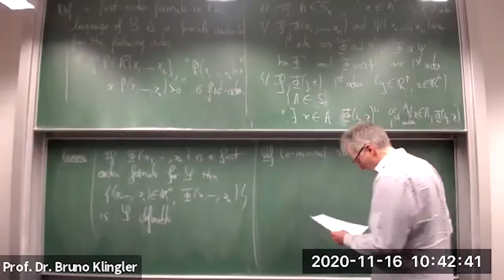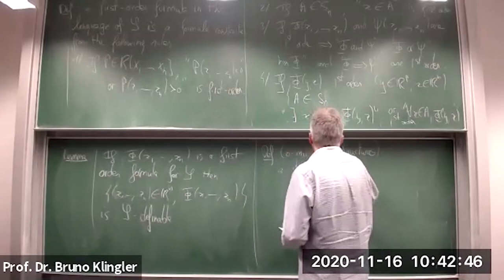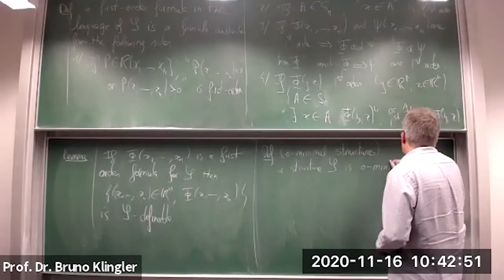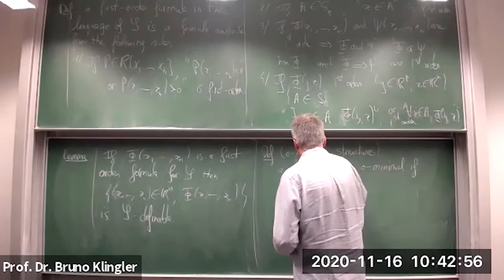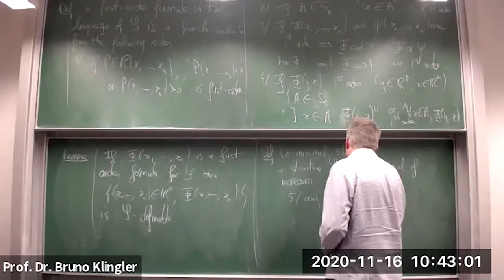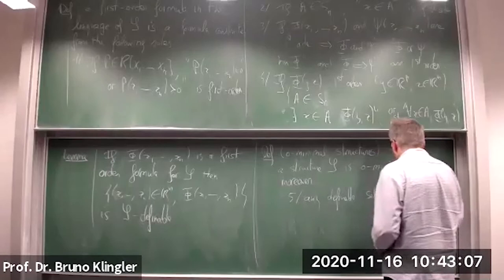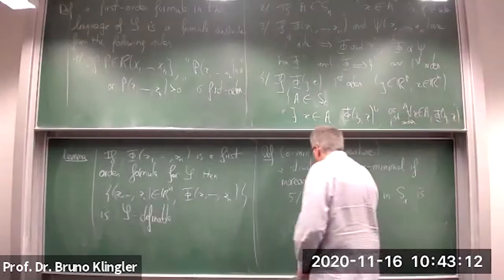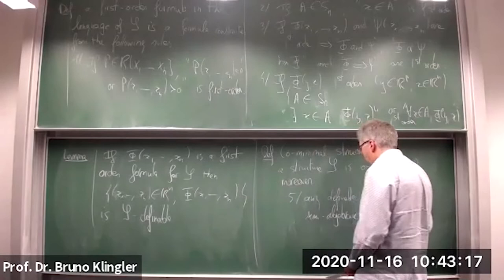We start with a structure now, so this collection of sets, which are the definable sets. A structure S is o-minimal if, moreover, it satisfies the fifth axiom, which Boris gave: any definable subset of dimension 1, so in S_1, is semi-algebraic. In other words, a finite union of points and intervals.